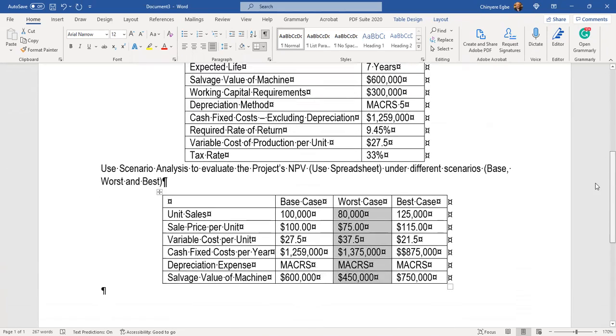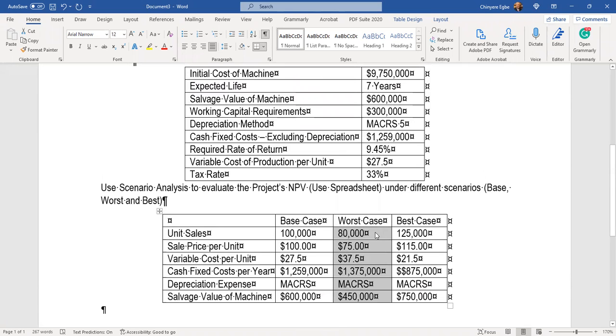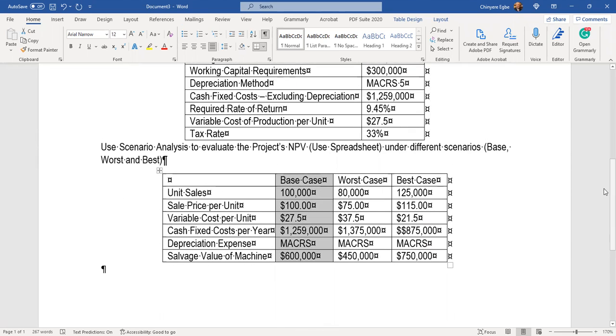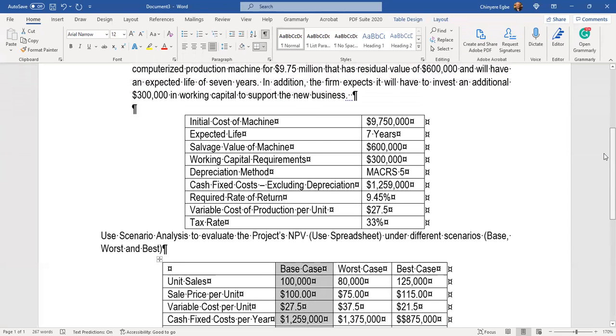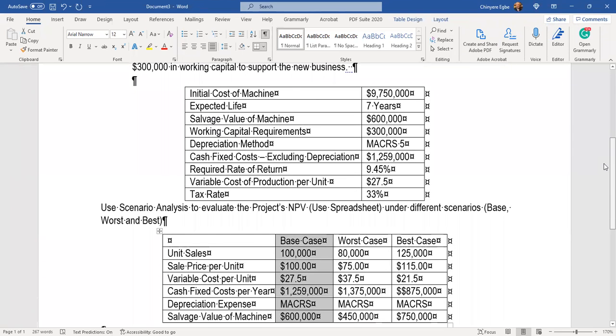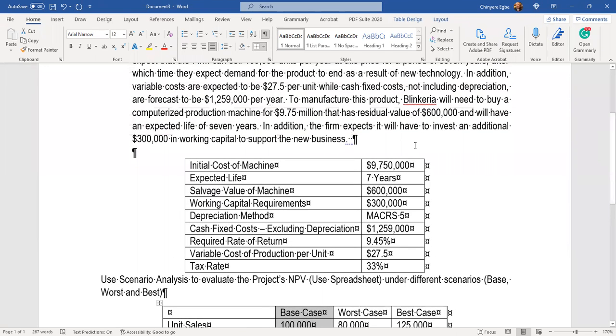What I'm going to do is I'm going to begin on the base case and then show you how to go from the base to the worst and how to go from the worst to the best. And I have these numbers, and I'm going to post this example after this lecture so that you can see the basis of what I'm talking about. And I'm going to include here a cost of capital because I did not include it in this problem.